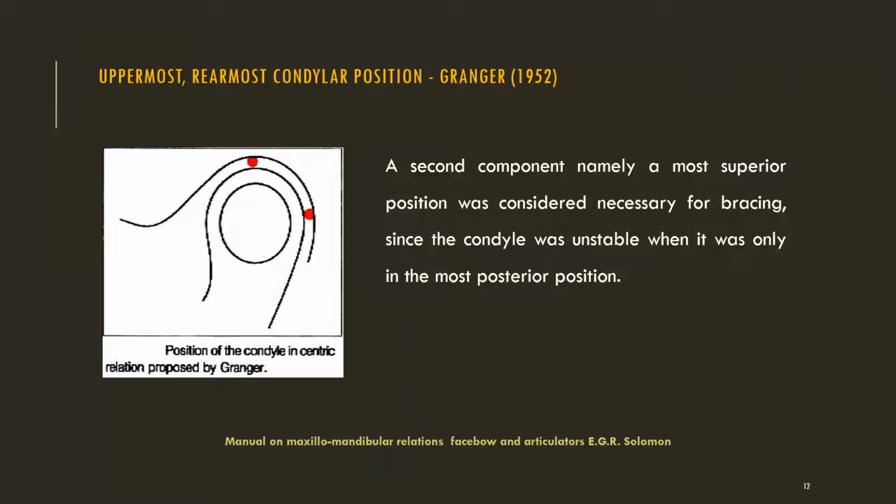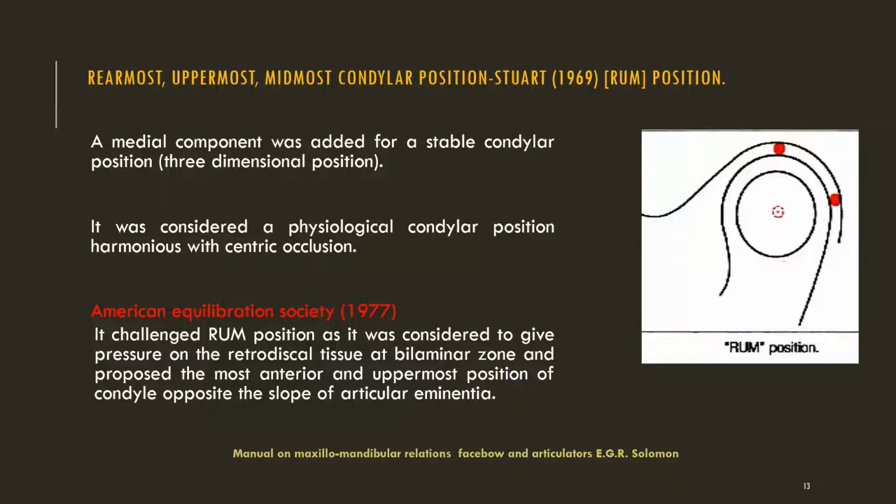Then the rearmost, uppermost, and midmost condylar position came into being, which is the RUM position. In this, a medial component was then added for a stable condylar position, and it was considered a physiological condylar position harmonious with the centric occlusion. However, in 1977, the American Equilibration Society challenged this position as it was considered to give pressure on the retrodiscal tissue at the bilaminar zone, and proposed the most anterior, most uppermost position of the condyle against the slope of the articular eminence.